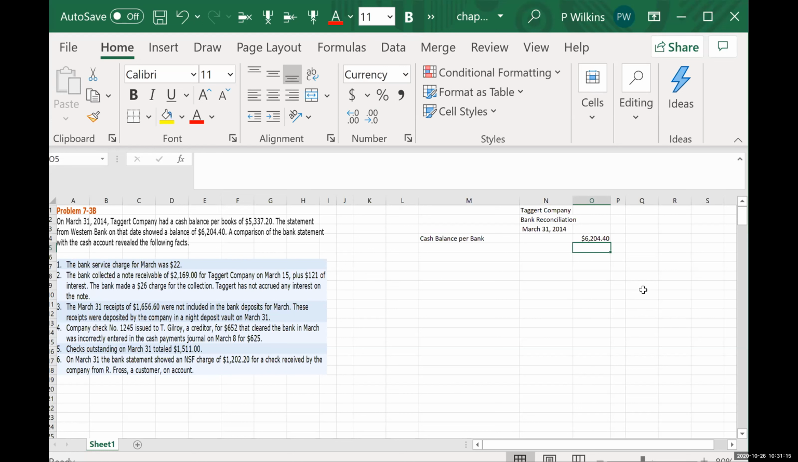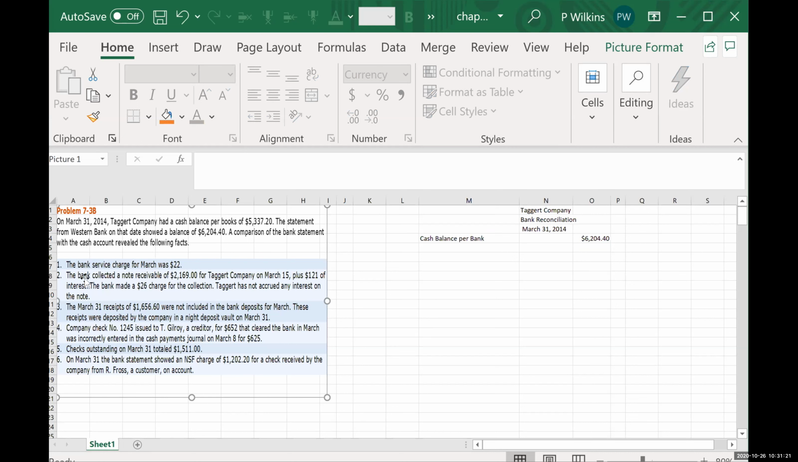We are then going to add for any deposits in transit. So we're going to go through this list over here, and we're going to look at all the different items. Number 1 is a bank service charge. Number 2 is the bank collected a note. Number 3 is receipts of $1,656.60 were not included in the bank deposits for March. These receipts were deposited by the company in the night deposit vault on March 31st. That's your deposits in transit.